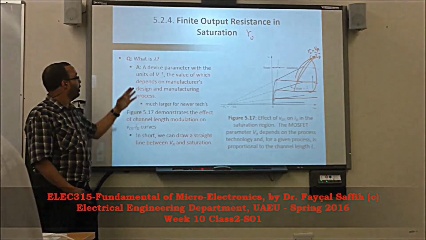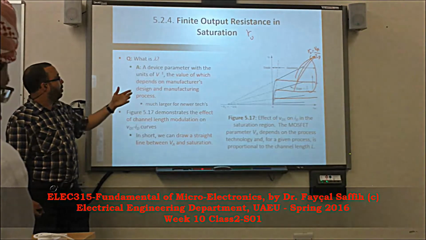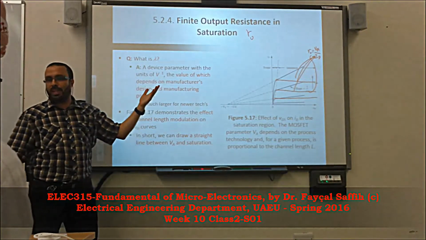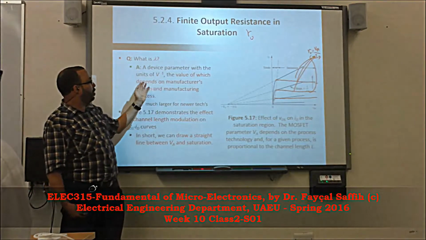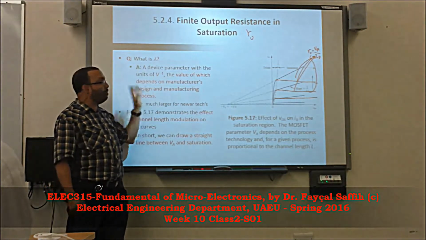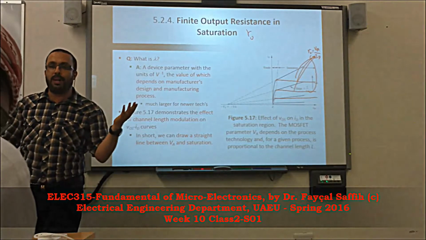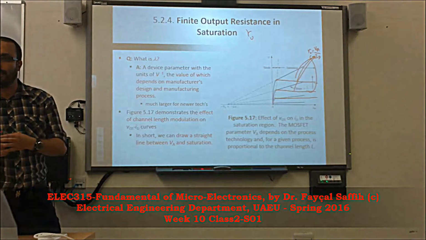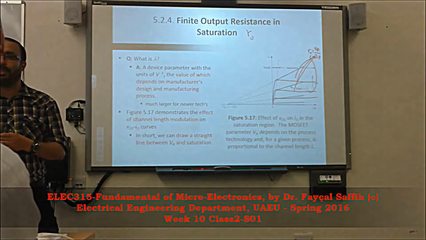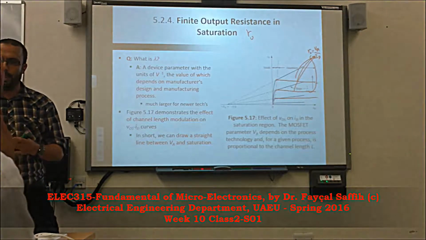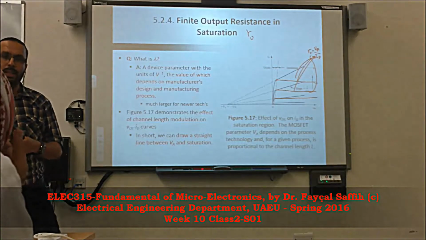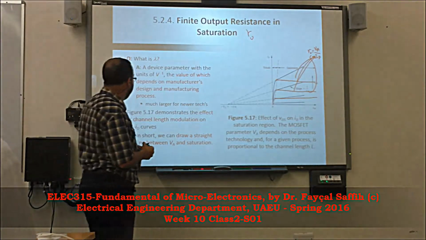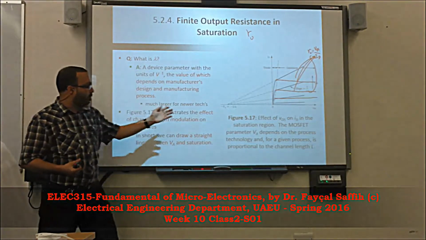What is lambda? It's a device parameter with the unit of 1/volt. Makes sense. The value of which depends on the manufacturer's design and manufacturing process, so it depends how the device was fabricated. It is a technology parameter from the foundry. When you buy a MOSFET, in the data sheet you will find lambda. Of course, because lambda is also related to VA.